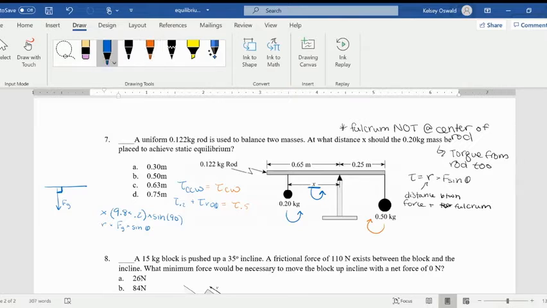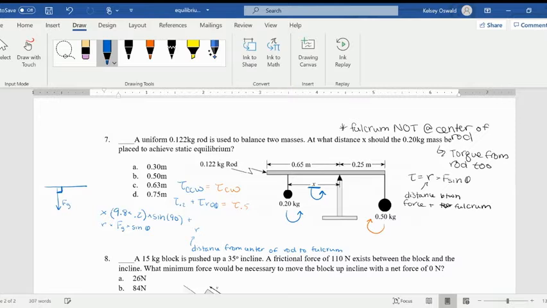To that, we need to add the torque from the rod, because both are making our object rotate counterclockwise. So we need to find the radius for our rod. To find that, we need to find the distance from the center of the rod to the fulcrum.